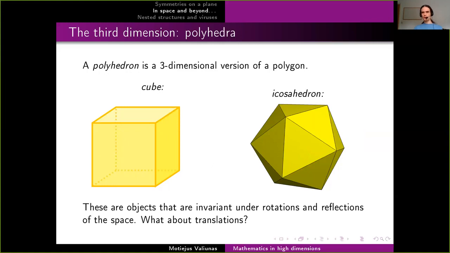So again, the same as in 2 dimensions, the same question arises. We have something that's invariant under rotations and reflections, but what about translations? Can we have something in 3 dimensions that you move, you shift it to somewhere, and it stays the same?